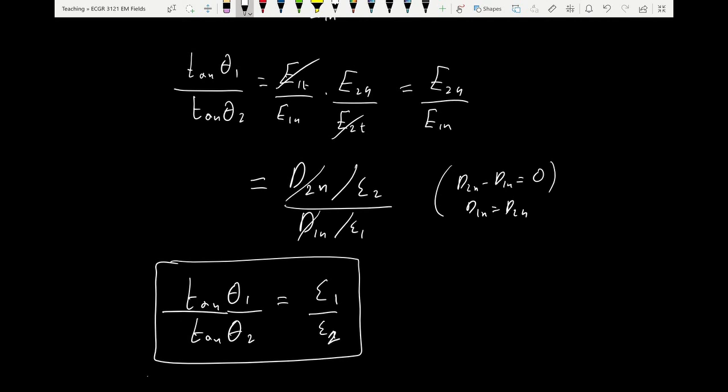So the ratio between the tangents of the angles can be determined simply by the ratio of the permittivities. If you know the different permittivities, you know how the angles are going to refract. If you know theta 1 and you know epsilon 1 and epsilon 2, you know what theta 2 is going to be. And this is the root cause of the phenomenon of refraction for light. Why does it apply to light? Because light, as I said in the beginning of the course, is ultimately an electromagnetic wave.